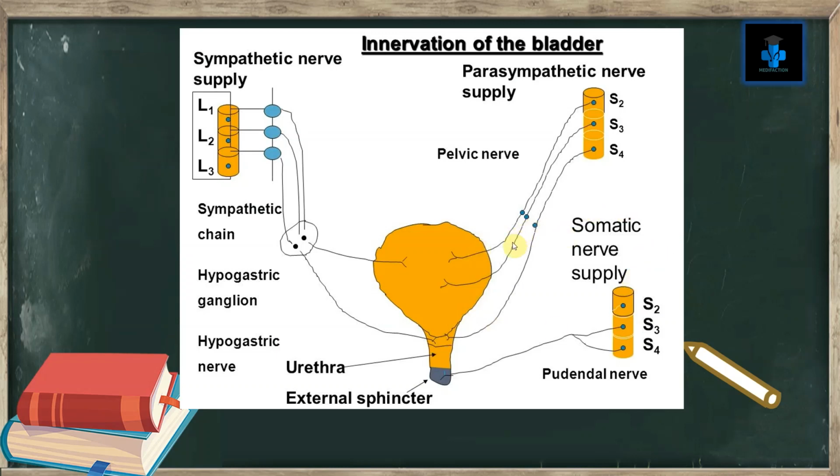Here you can clearly identify the somatic nerve supply by the pudendal nerve, and here you can see the parasympathetic nerve supply from S2, S3 and S4 to the urinary bladder, and this here is the sympathetic nerve supply, that is the hypogastric ganglion, from where the hypogastric nerve starts, and here you can see it innervates, and this is the external sphincter, also supplied by the pudendal nerve.